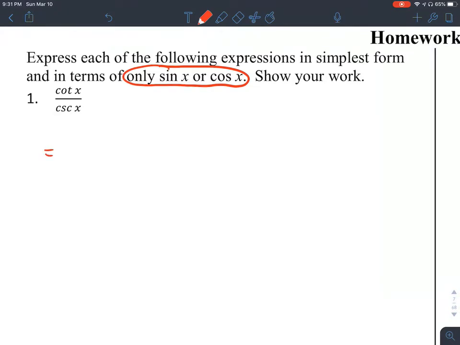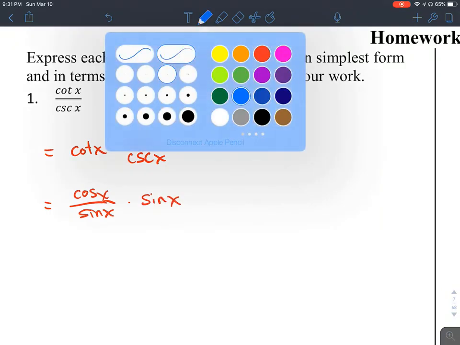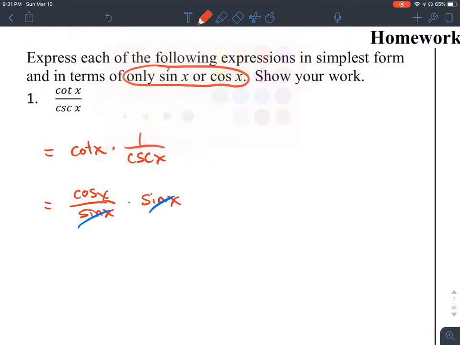I could take this and say that cotangent of x divided by cosecant is the same as cotangent of x times 1 over cosecant of x, just basically breaking apart that fraction. Cotangent of x is cosine of x over sine of x. 1 over cosecant of x, its reciprocal, is sine of x. Sine of x's cancel, and we're left with cosine of x. That's as simple as we can make it, and it's in terms of cosine.